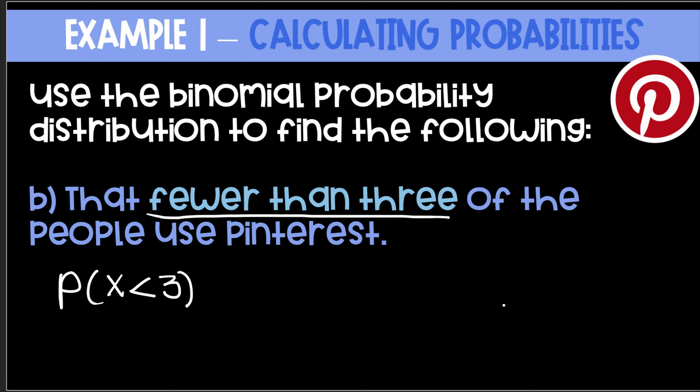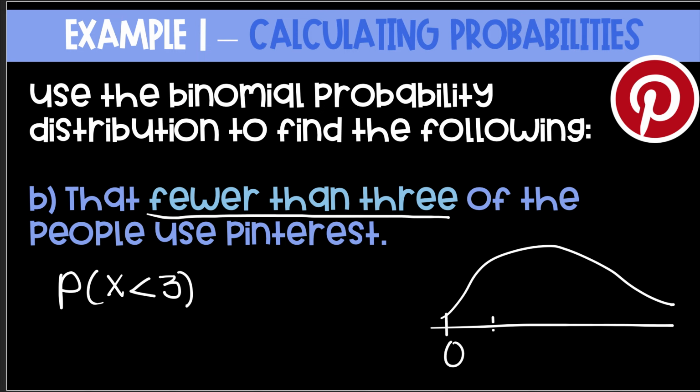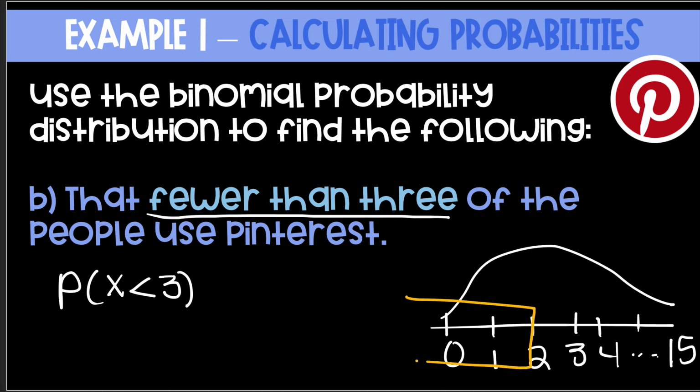If we have our distribution, it doesn't matter what type of distribution you have. Let's suppose we have here the probability of 0, the probability of 1, the probability of 2, the probability of 3, the probability of 4, and then it keeps on going all the way to 15 because we could have up to 15, all of the people using Pinterest. I want the probability of fewer than 3. This is my X value, but fewer than 3 does not include 3. So I want the probability of at most 2, or up to 2. This 2 is my X because I want it up to that value.